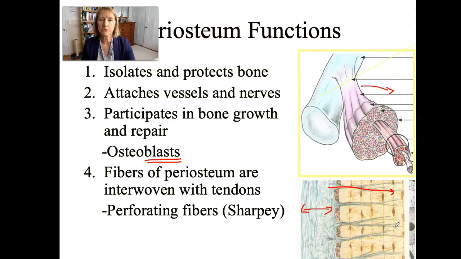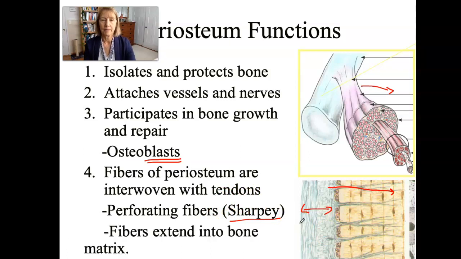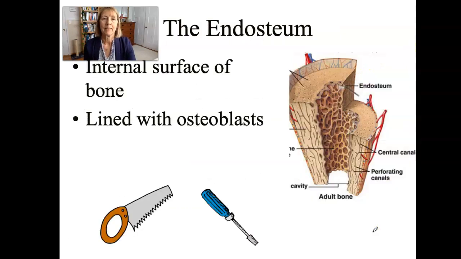There they are, the perforating fibers or Sharpey's fibers. And those fibers extend into the bone matrix. The matrix is just the general region of the bone. Okay, so very important, this periosteum. It's going to keep that bone with its muscles all in one piece. Okay, that was periosteum, around the bone.